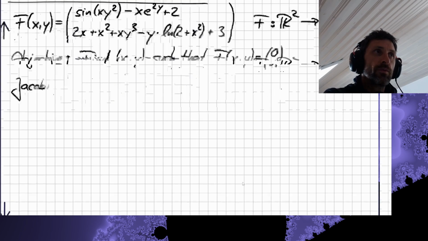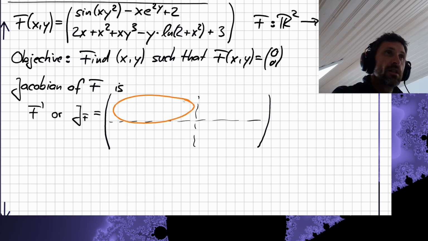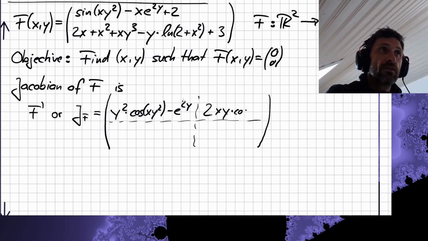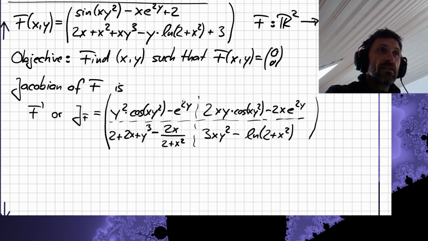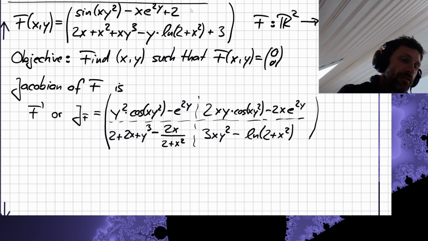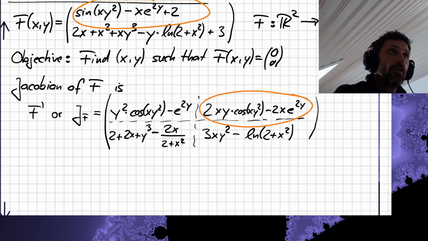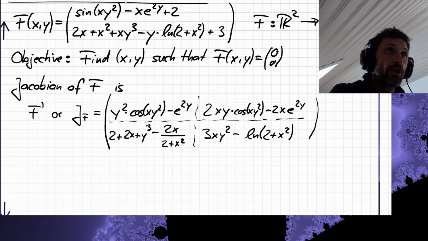Okay, that's what we want. And the Jacobian is, what is the Jacobian? What's the correct answer here? The correct answer is that, and so on. So this is the derivative. This is the derivative of that with respect to x. This is the derivative of that with respect to y, and so on.